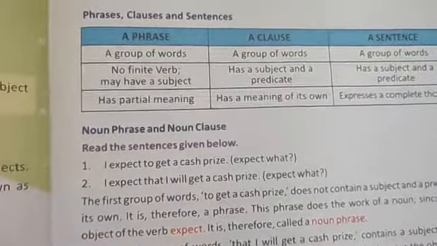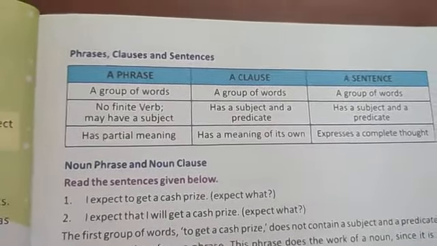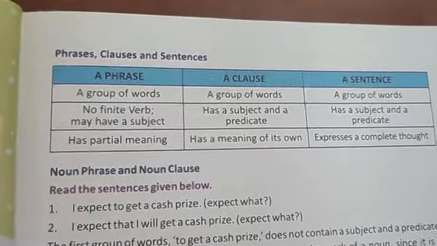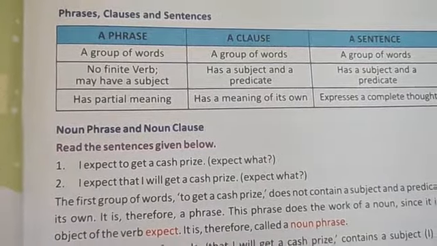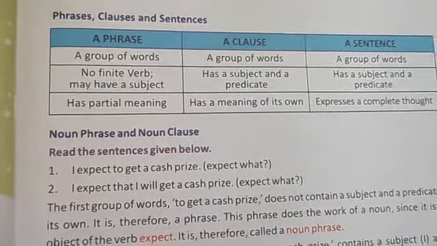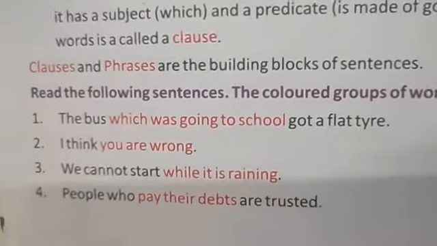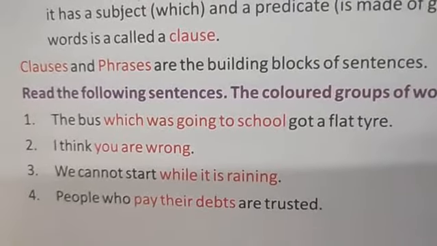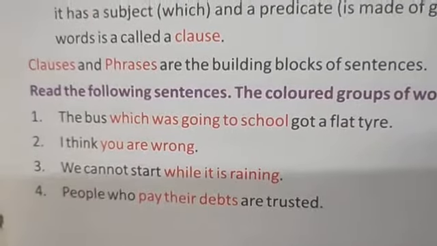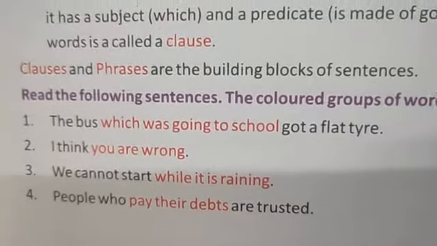A phrase has a partial meaning, not a complete meaning, but a partial meaning. A clause has a meaning of its own, which means it has a meaning only to itself, but not in a broader sense. And a sentence expresses a complete thought. See how? Example, the bus which was going to school got a flat tire.